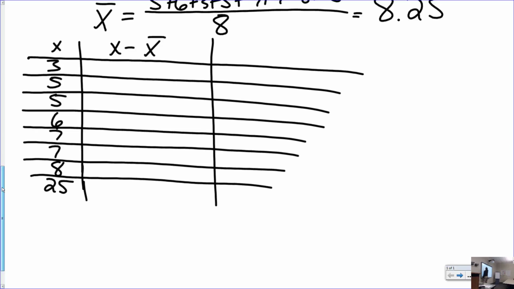So, in the next column over, do that subtraction. What is 3 minus 8.25? And then do 5 minus 8.25. And if the number stays the same, folks, please don't do the subtraction again. If the number's the same, the subtraction is the same.